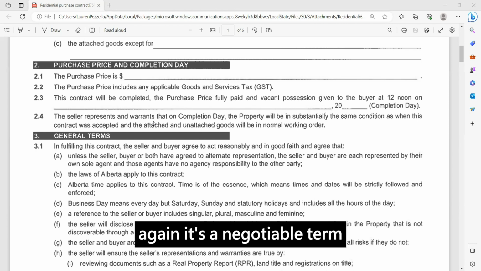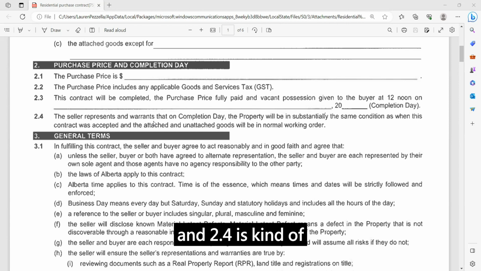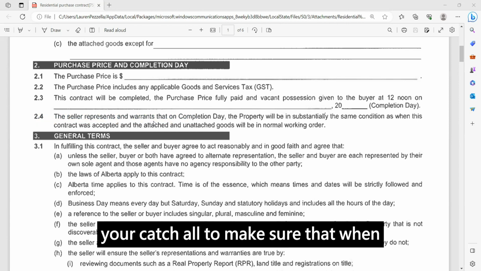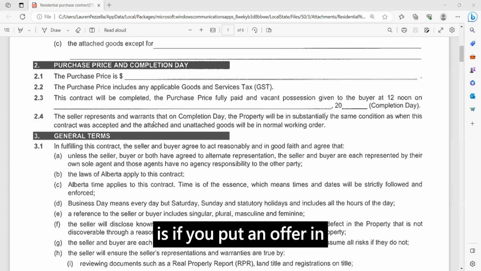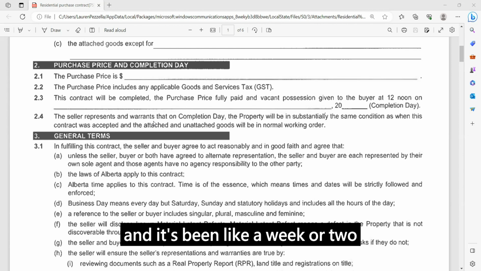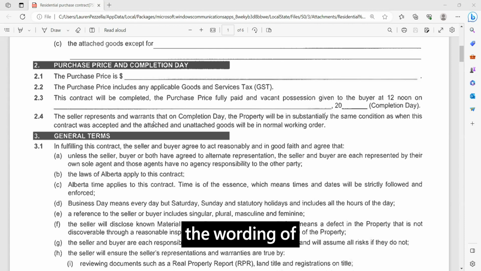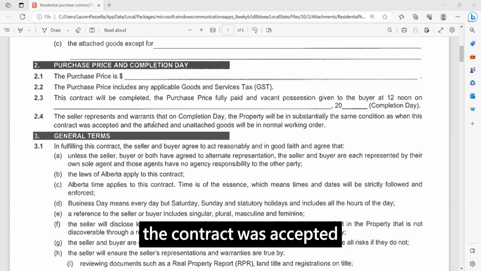But again, it's a negotiable term, and setting it at 2 o'clock is certainly something that you could do. And 2.4 is kind of your catch-all to make sure that when you viewed the property, it's in the same state as when it was accepted. So if you put an offer in, and then you want to put in a counter offer, or they've come back and it's been a week or two, the wording of how this is written is that it's going to be in the same condition as when the contract was accepted.